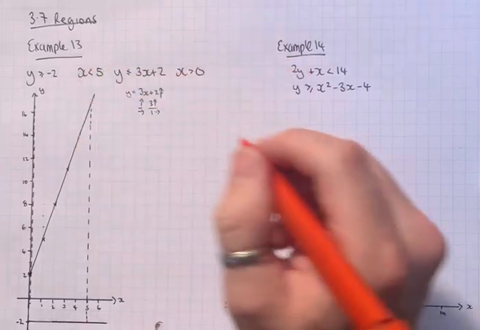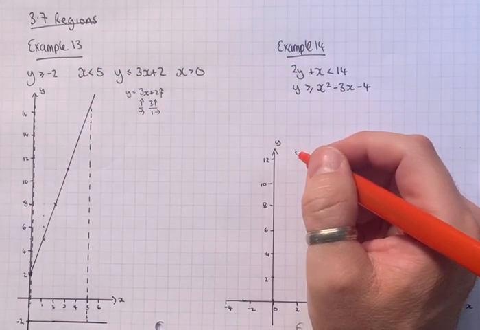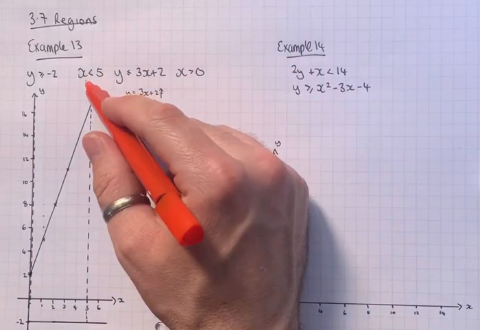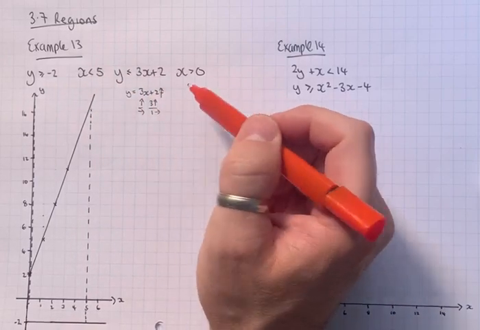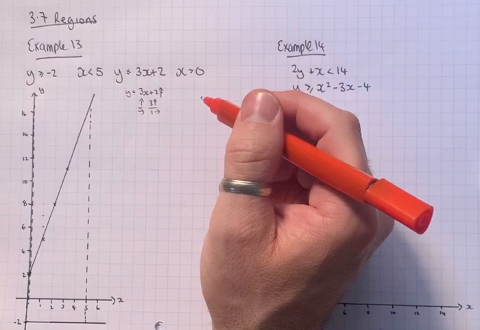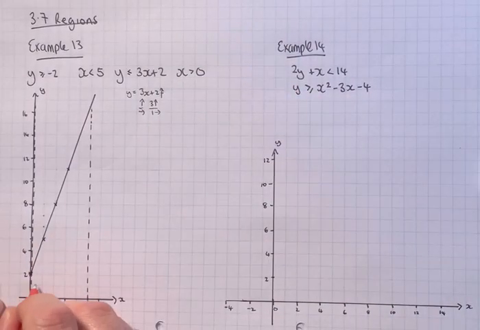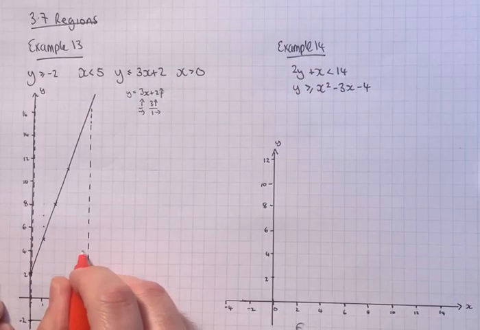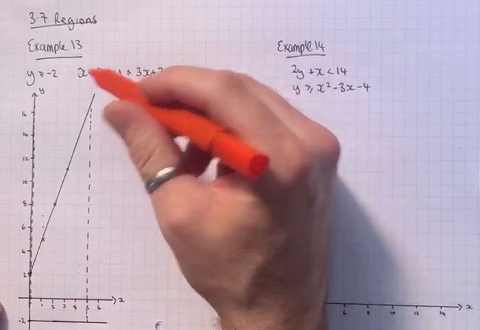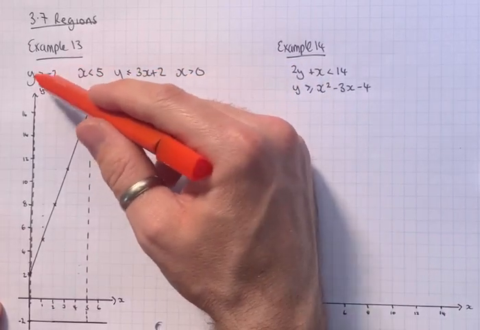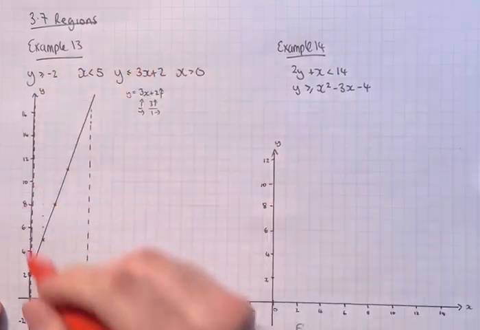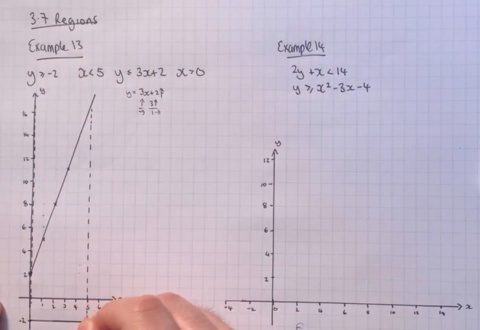Okay, now in terms of the shading. When it's just x, it's obvious: x is to the right of this line, x is to the left of this line. So we're going to be to the right of this line, to the left of this line. y is bigger than minus 2: y is greater than, above, so we're above this line.